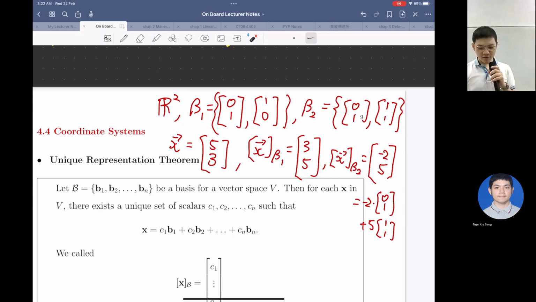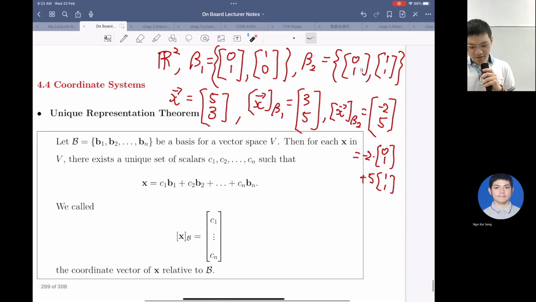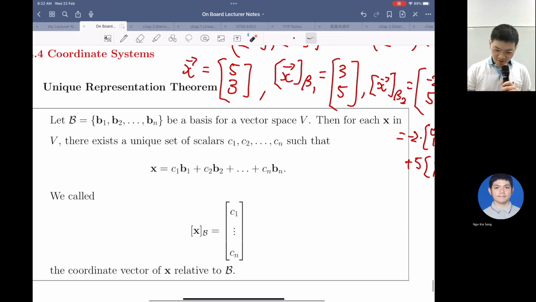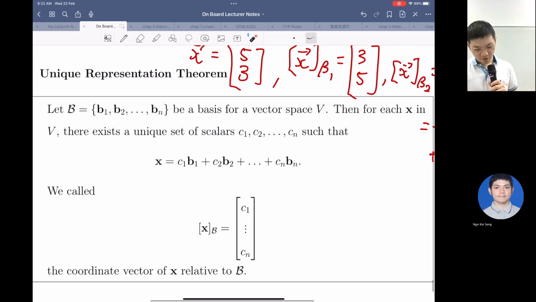So if we generalize to a general vector space, in a general vector space we also have bases. After we have this basis, we can also express our vector in a unique way using what we call coordinate vectors. And this is similar in every vector space. This is what is special about a basis. Why do we need a basis? Because it gives a unique way to express our vectors.